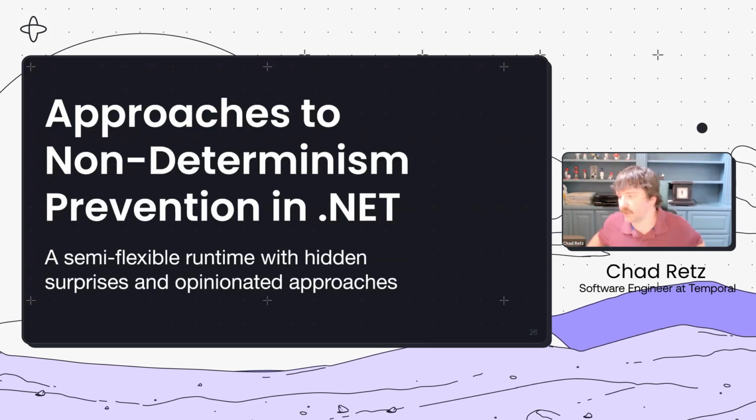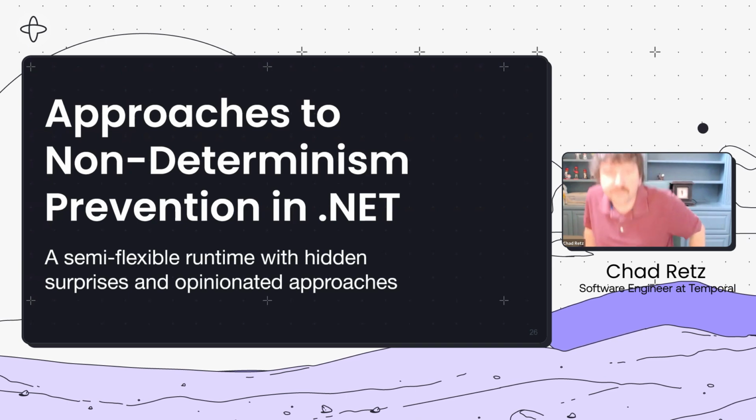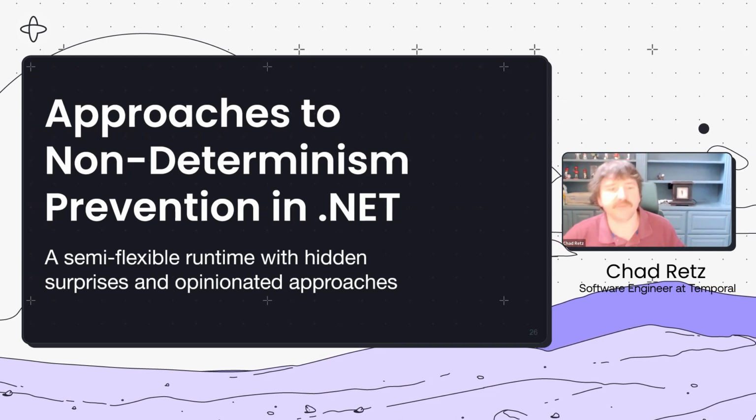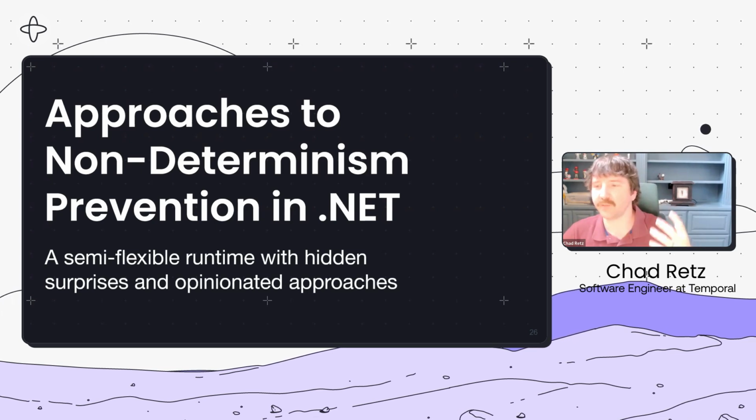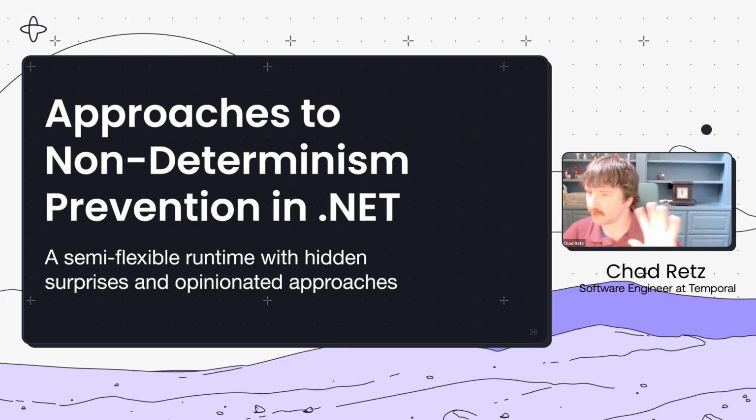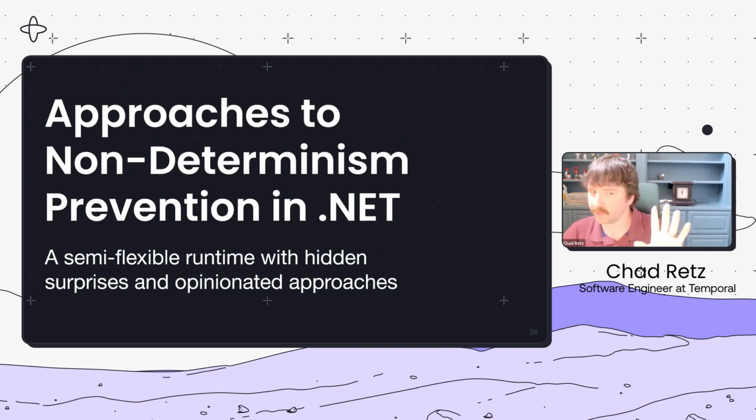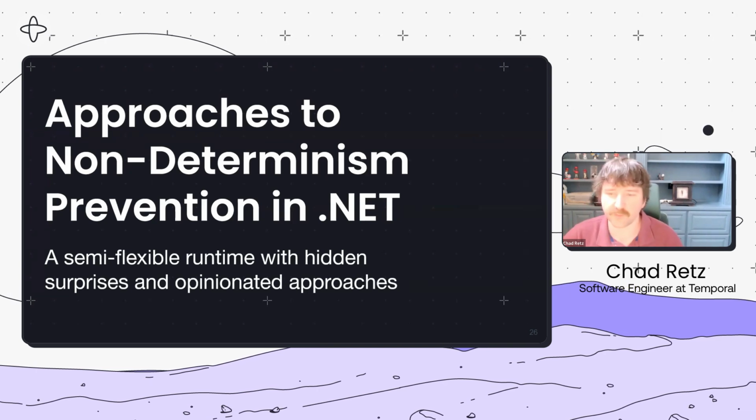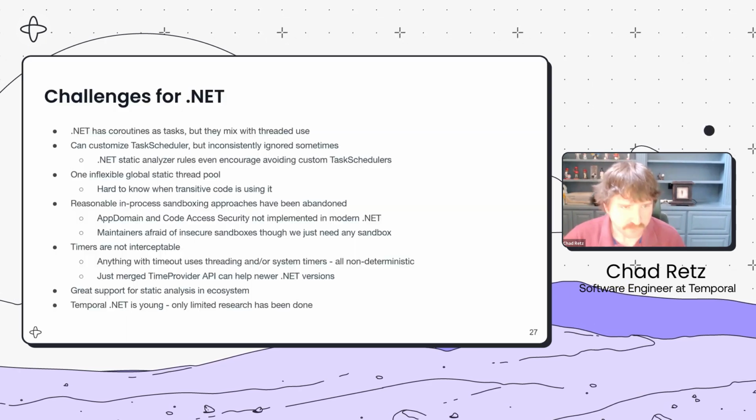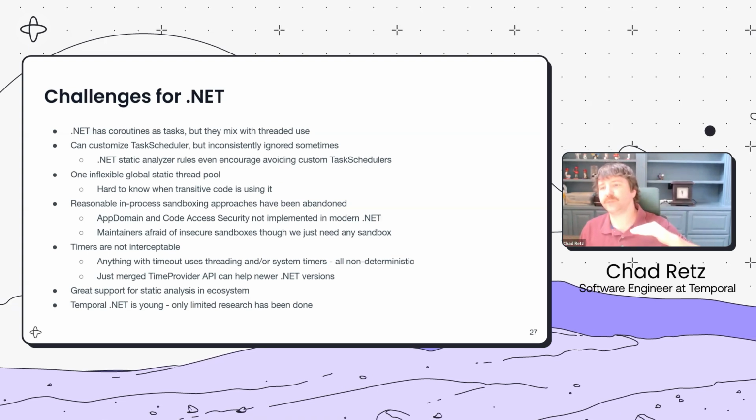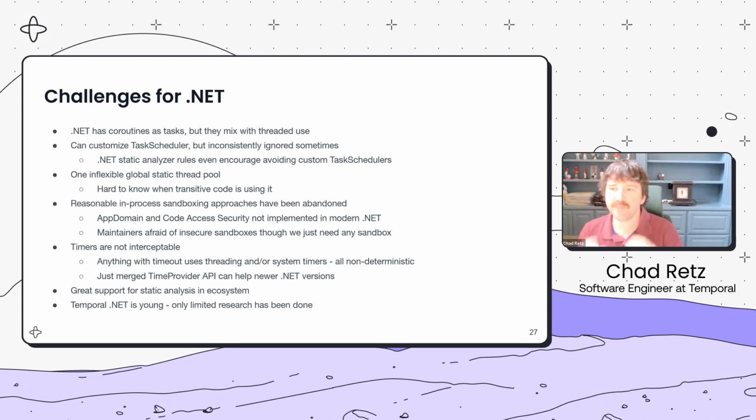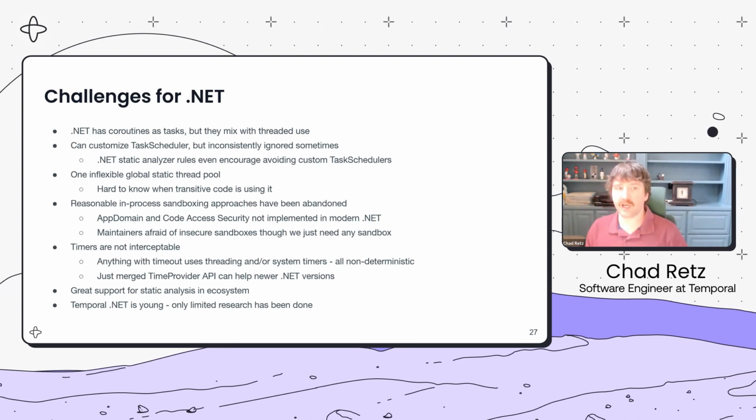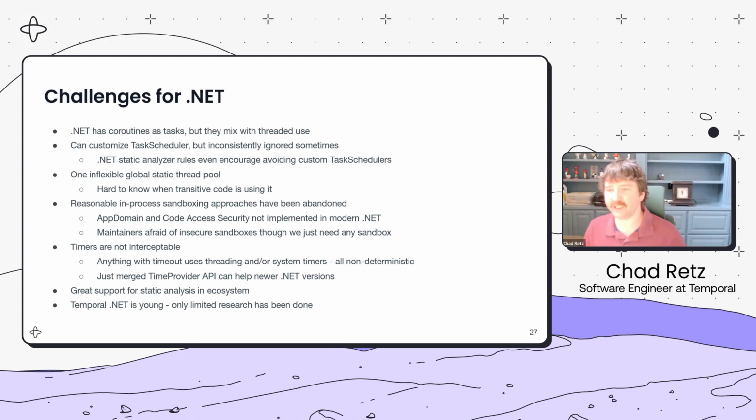.NET. So .NET's our newest SDK, and it has some interesting challenges in and of itself. It's a more flexible runtime from this perspective, and I'm not going to say more sane because I don't want to upset anybody on the call. So .NET does have coroutines built into the language, and they call them tasks, but they mix back and forth with the thread pool a lot. And they don't always tell you when they're going to.